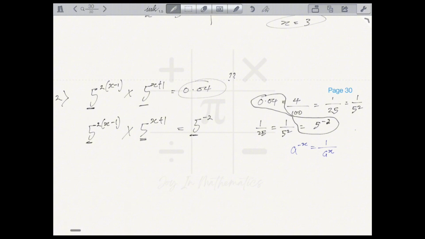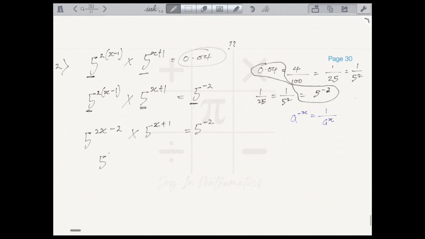So now we have the addition law scenario here. Therefore we will have 5 to the power 2x minus 1. Of course, we can simplify the powers before we apply the product law, or sorry, the addition law. This will equal 2x minus 2 multiplied by 5 to the power x plus 1, and we have 5 to the power minus 2. So let's apply the addition law now, and then we'll be left with 2x minus 2 plus x plus 1, which is equal to 5 to the power minus 2.